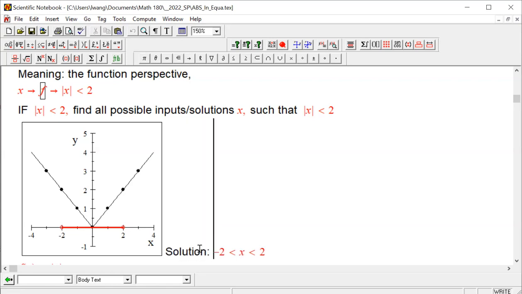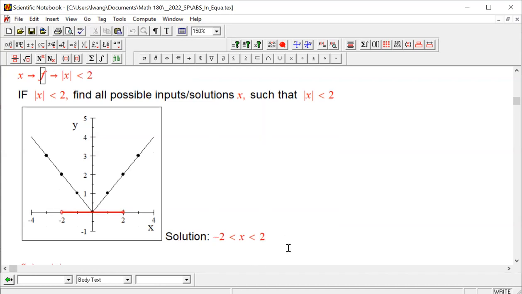That's the solution. So this is the function perspective. But how do you show work? How do you show work, right? This is how you show work.